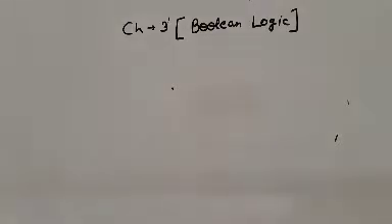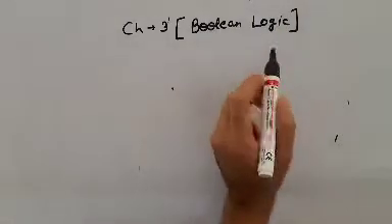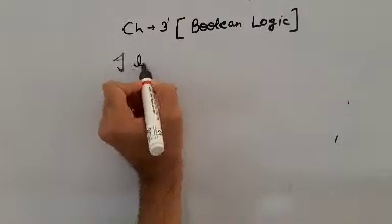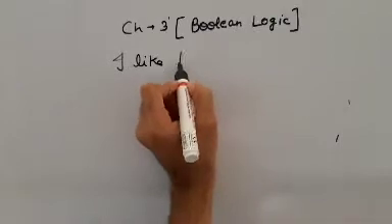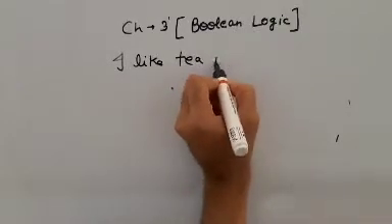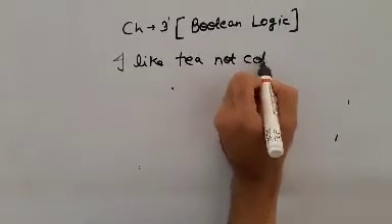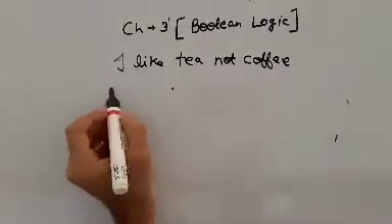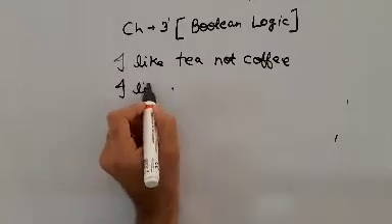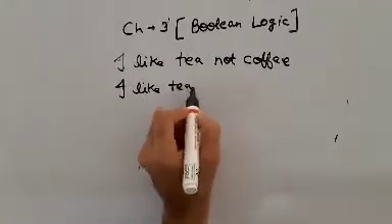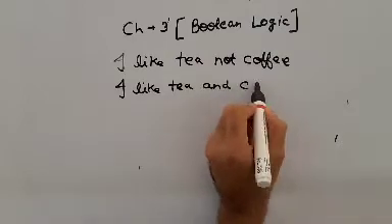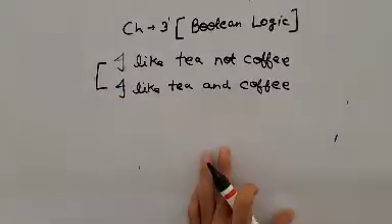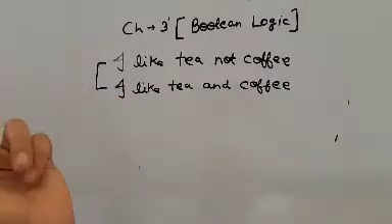First we will study what this logic means. For example, I write a statement: I like tea, not coffee. Is that clear? This is the first statement. Now I will write: I like tea and coffee. Now when you see both statements, there is a slight difference between the logic of these statements.